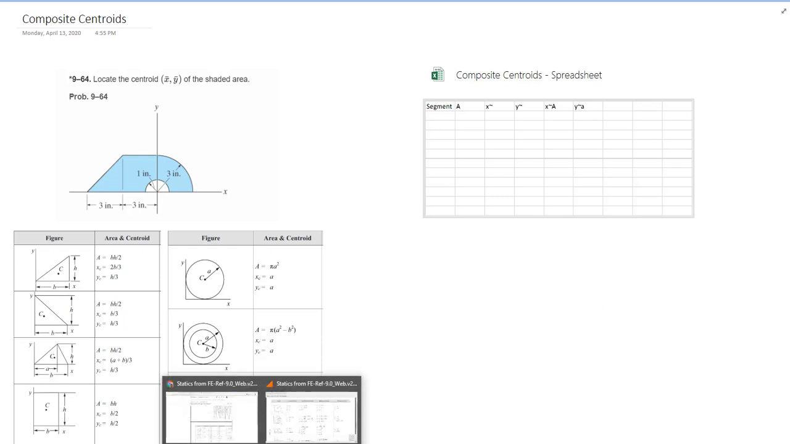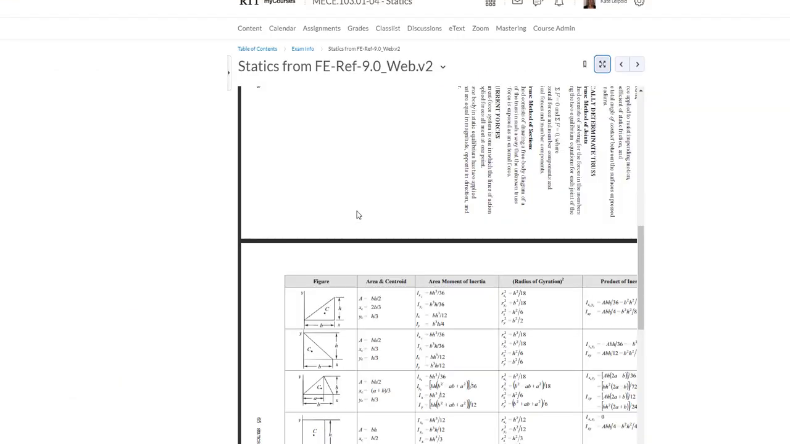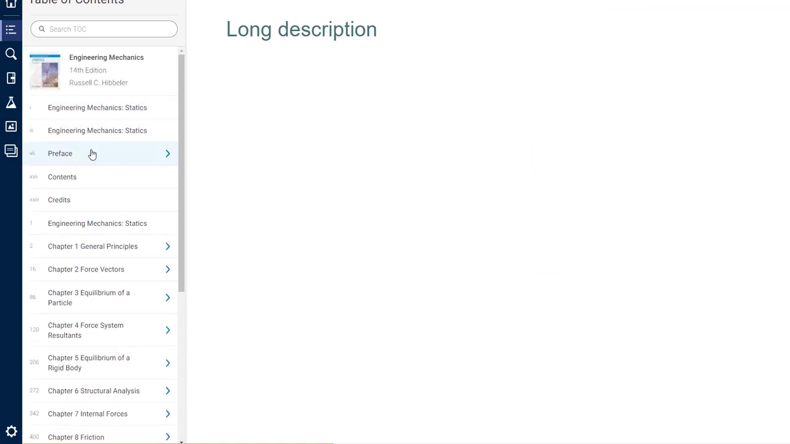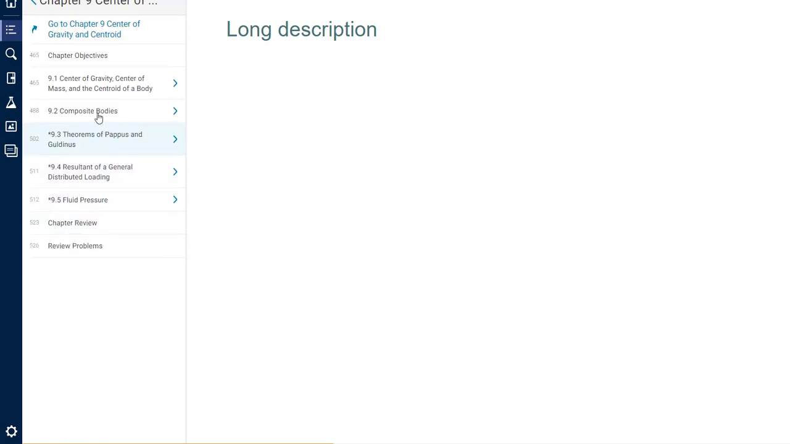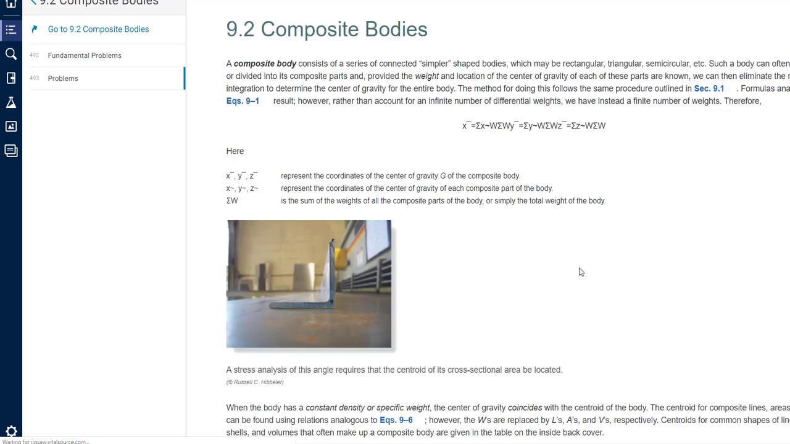Okay, we're going to talk about composite centroids, and I've got a lot of stuff set up here, but first I'm going to jump back in and kind of go through where some of the stuff came from. So we're in Chapter 9, Composite Bodies. I'm in the e-text.